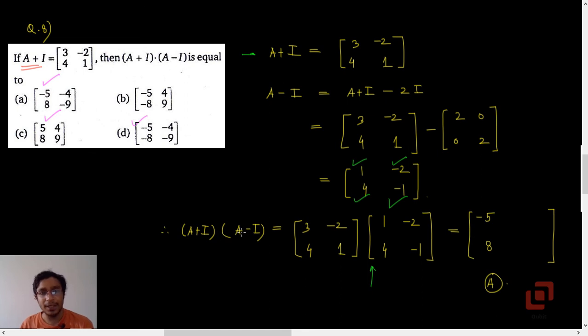Now see, we don't want a minus I into a plus I, we want a plus I into a minus I. Okay, a plus I is already known, 3 minus 2 4 1. Now just focus on the first column. To get the first column, we must consider the rows of the prefactor but the first column of the post factor. Okay, 3 into 1 plus 4 into minus 2, so that is minus 5. Yes, so C is not right because it has 5 in it.